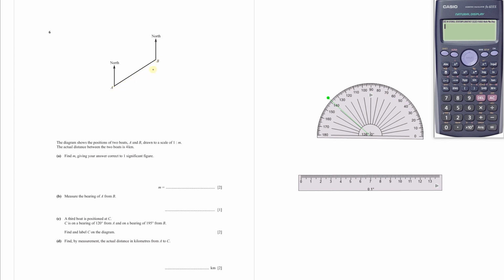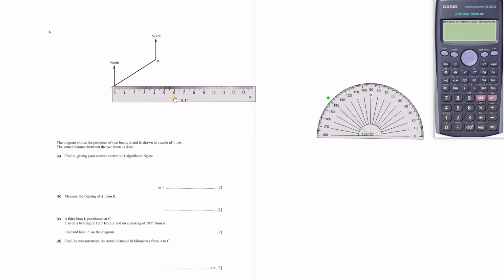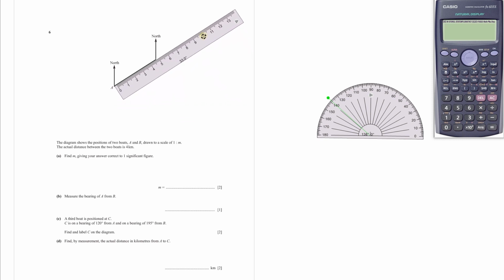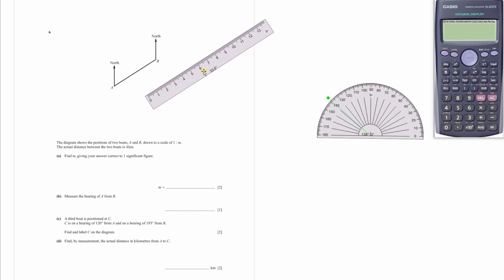So what we can do is use our ruler to measure the distance on the paper. Let me align this and then place 0 at A. So your point B is 5 centimeters from A. That means if you take the ratio, kilometers to centimeters, you have 4 kilometers to 5 centimeters.